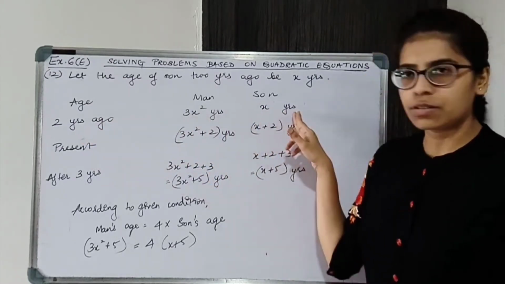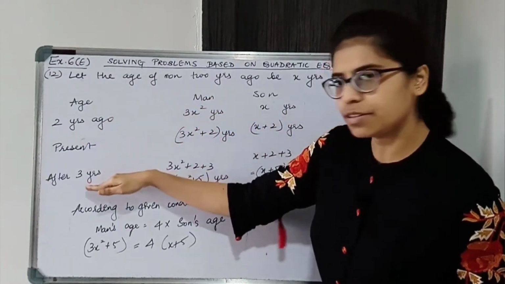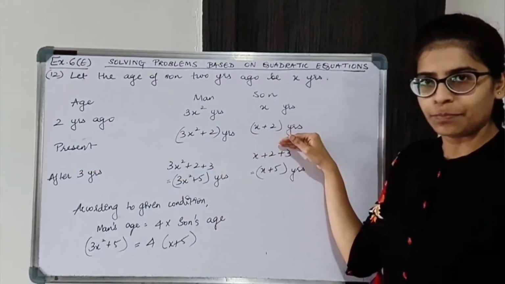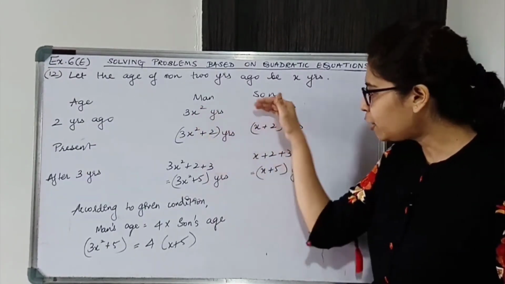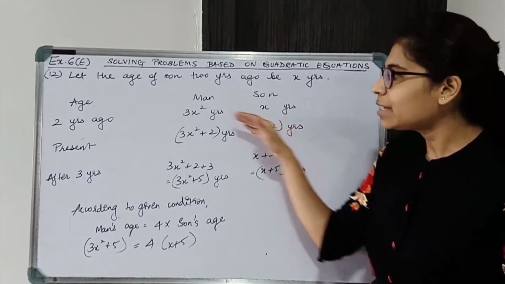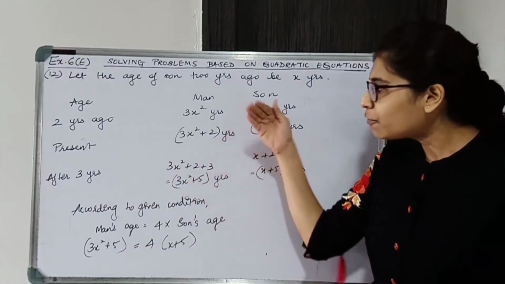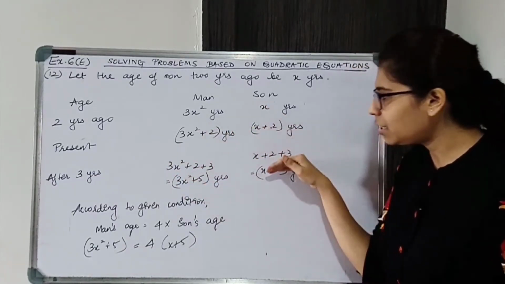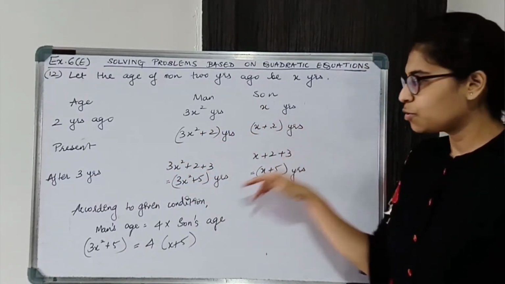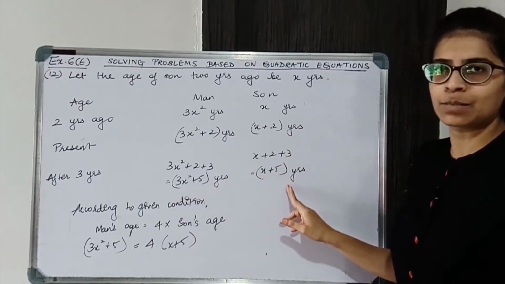That was 2 years ago. So 3 different years hai. Other is present. So present में you will add 2 years. Next is after 3 years. So after 3 years again you will add 3 years to present ages. So it will become 3x square plus 5, x plus 5.